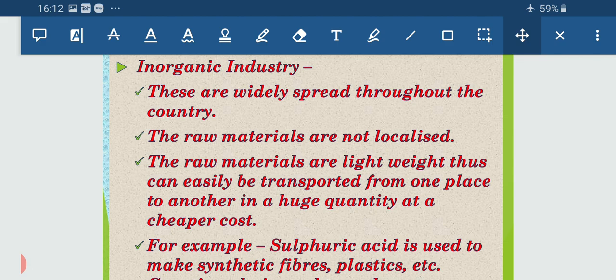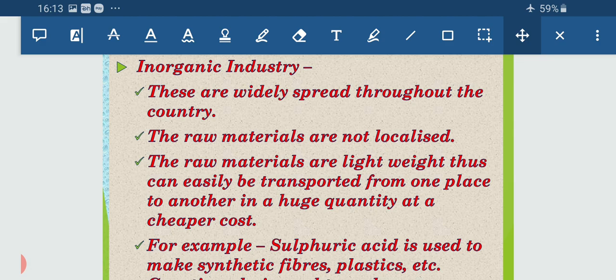Because these raw materials which are used in the inorganic chemical industry are not localized, they are widely spread. We don't know where we will get the raw material for caustic soda, or for hydrochloric acid or nitric acid. All these are chemicals, which are basically produced within the labs, the inorganic labs. From there the industries produce their products. So that is why it is widely spread out.